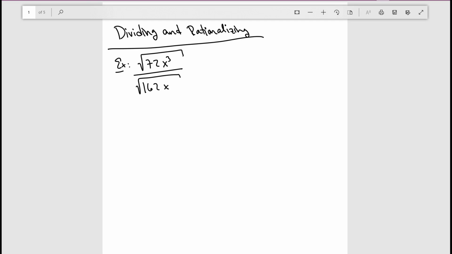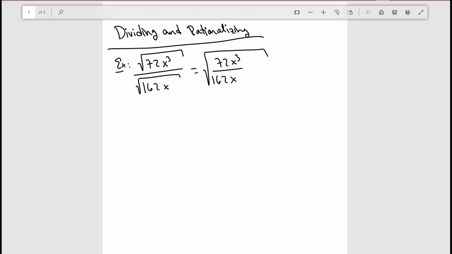Well, one of the first things that you do, you can actually make this into one whole entire radical. So the square root of 72x cubed divided by 162x. Then what you want to do is work with everything on the inside. When you work with everything on the inside, it'll be much easier for you to do these problems.